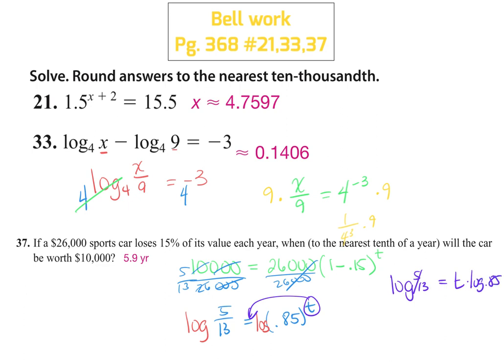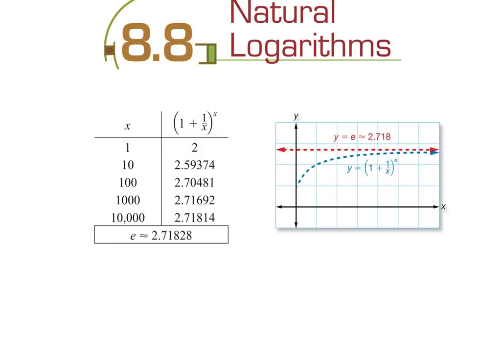And then we can just divide. And you can do all of that in your calculator. You should be able to say log of 5 over 13 divided by log of 0.85 equals my time. In your calculator, you will get 5.879, etc. Nearest tenth of the year is right there, which is how we get our 5.9.